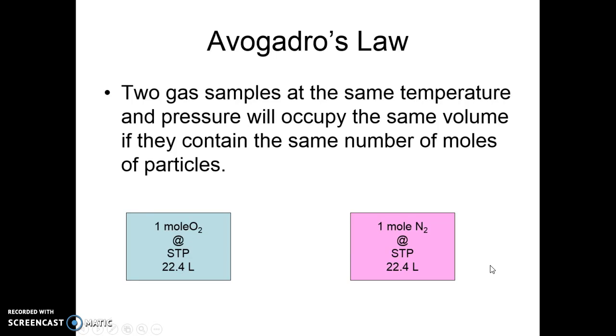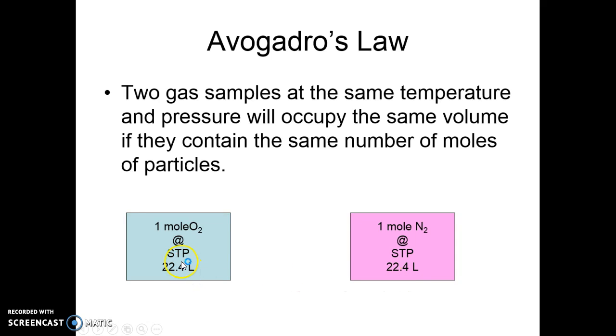We're going to start our conversation about volume-mole conversions by talking about Avogadro's law. Avogadro's law states that two samples of a gas at the same temperature and pressure will occupy the same volume if they contain the same number of moles of particles. So if you look at the example on the bottom of the slide, if I have 1 mole of oxygen at STP, and another mole of nitrogen at STP, because they are at the same conditions of temperature and pressure, standard temperature and standard pressure, they are going to occupy the same volume.